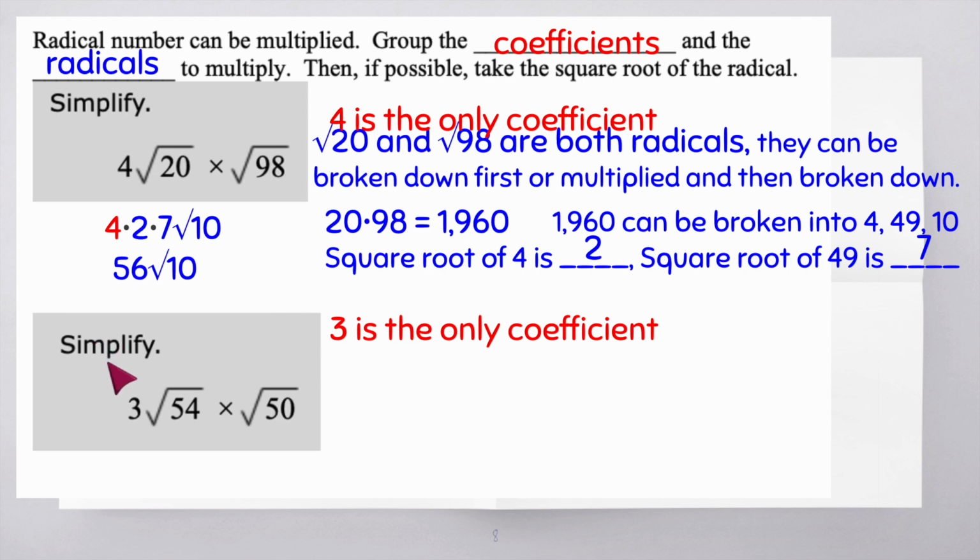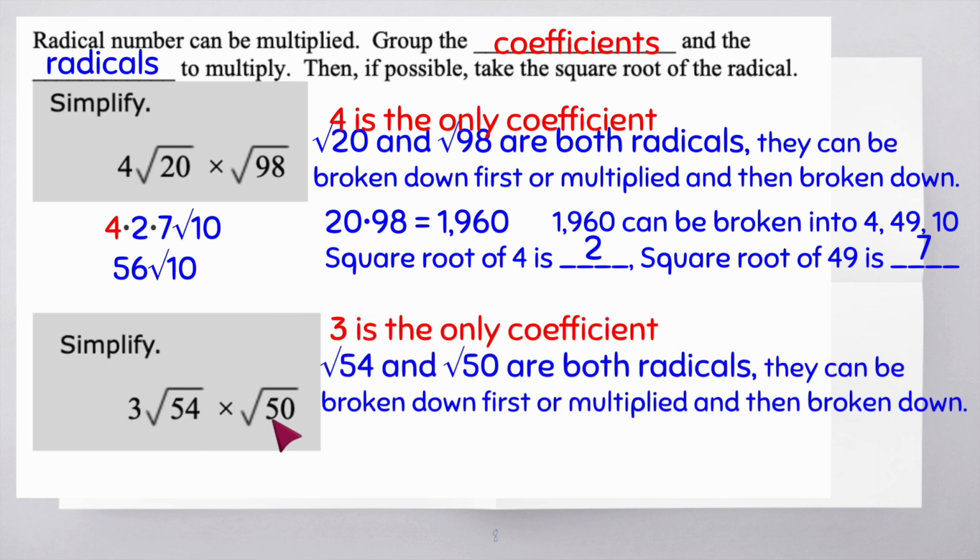All right. So with this one, you can already see the 3 is the only coefficient again, so I only have 1. If you had more than 1, you would definitely multiply those. But since we only have 3, we're going to leave it alone for a minute. Now we're going to look at 54 and 50 for our square roots. Again, you can break it down, or you can multiply them together. So 50 times 54 gets me 2,700.